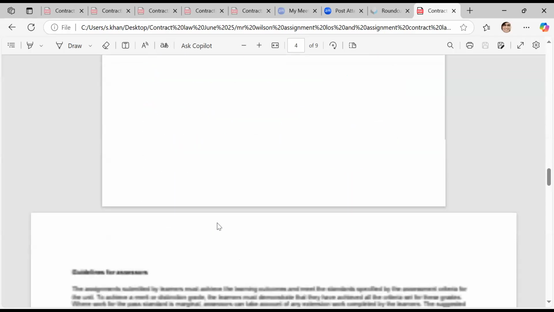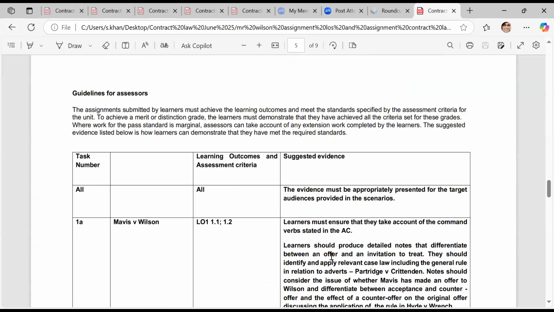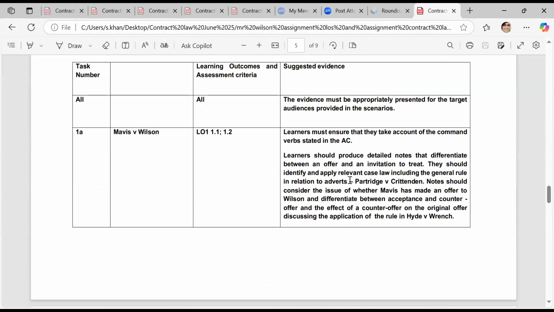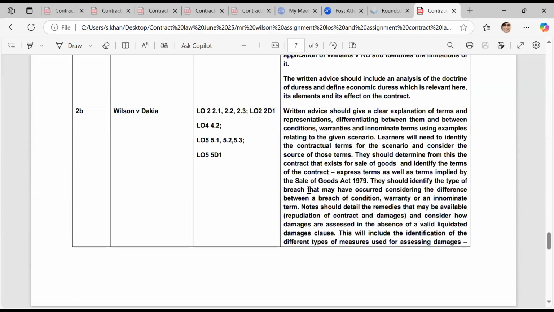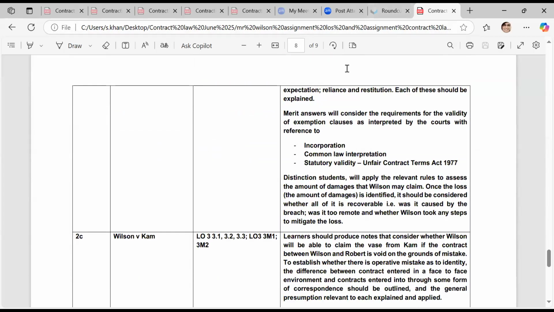This is how it looks, and it's available on Moodle. That's guidance for the assessors, and it gives them what needs to be produced. Have you got access to Moodle? Yeah, I do. Excellent. So the unit specification and the assignment brief are all available on Moodle.